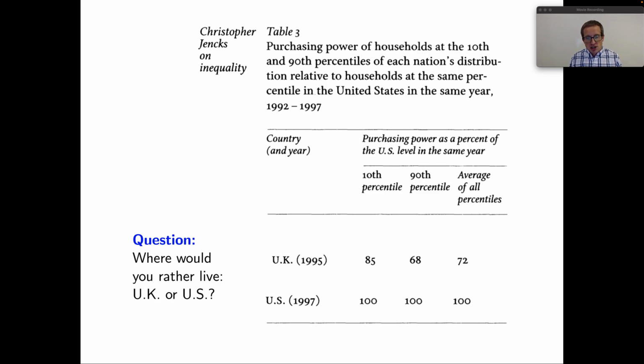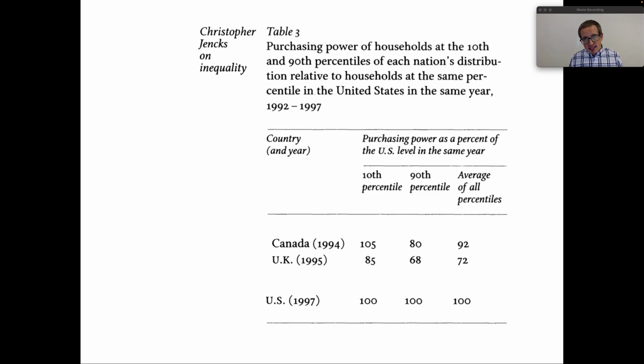Now let's throw another country in the mix. So in the text, he highlights this fact about Canada at the time that the paper was written. Now in Canada, the person at the 10th percentile of the distribution can actually buy 5% more stuff than the person at the 10th percentile of the US distribution. Meanwhile, the person at the 90th percentile can buy only 80% as much stuff as the person at the 90th percentile in the US distribution.